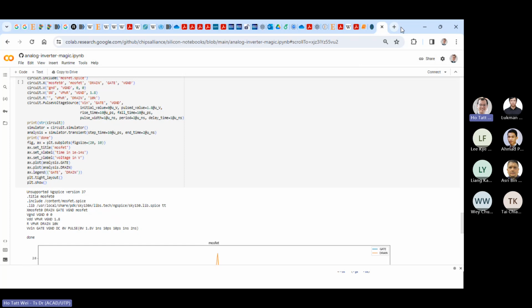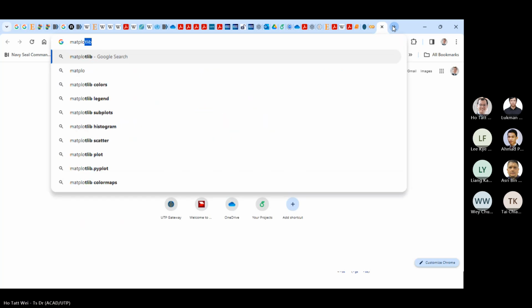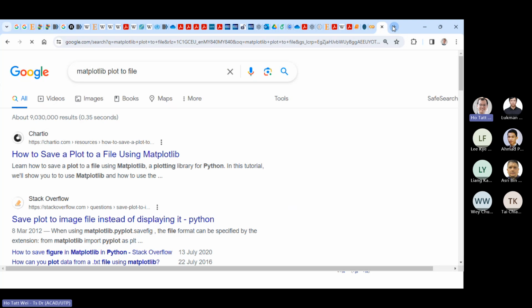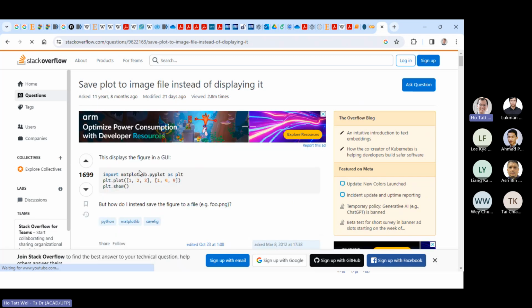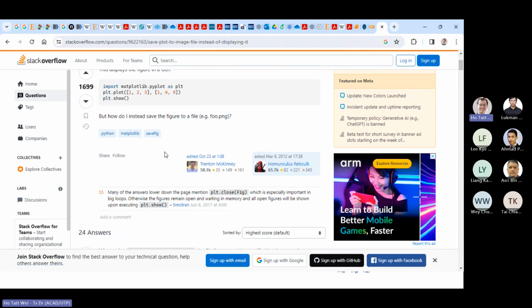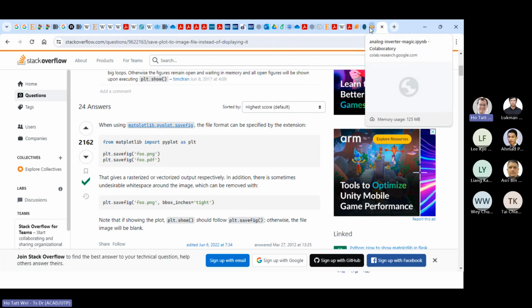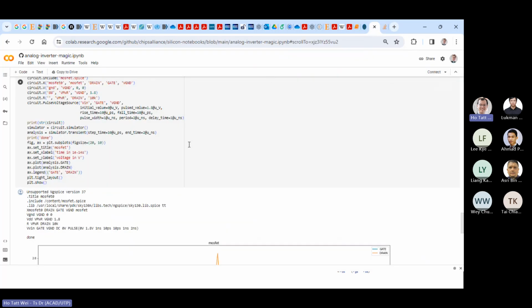The simplest hack actually is to plot it to a file. That means if you go to matplotlib, plot to file. So instead of viewing it, you plot it directly to a file. So save plot to image file. So instead of plot show, here you do savefig, you can plot it directly into a PNG or PDF. Then you open up the PDF or the PNG under Windows. That would be the fastest, easiest shortcut way to do it.